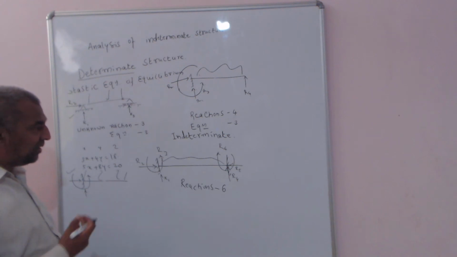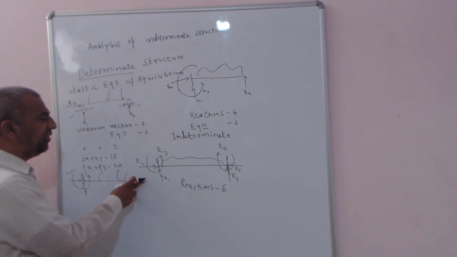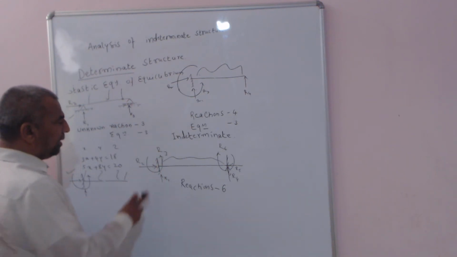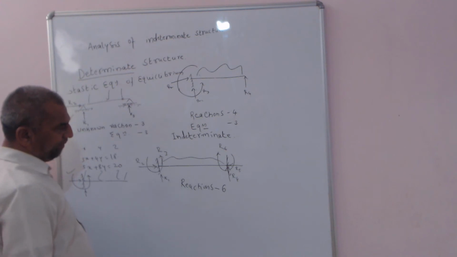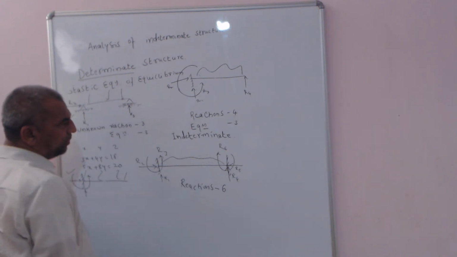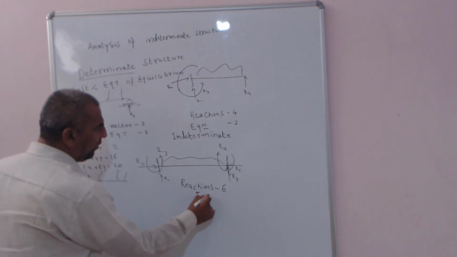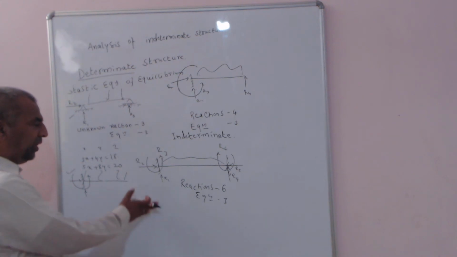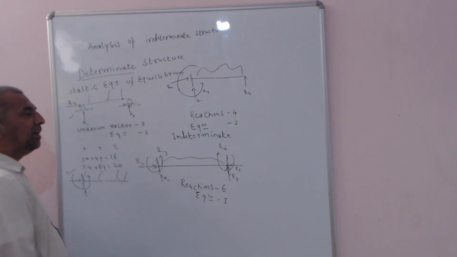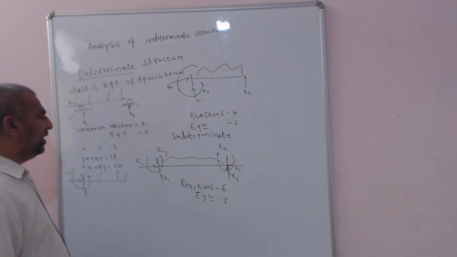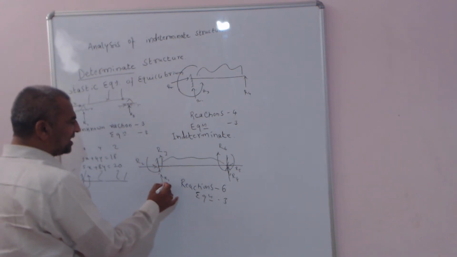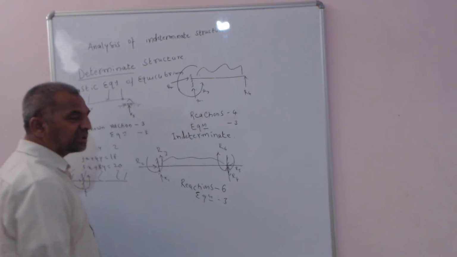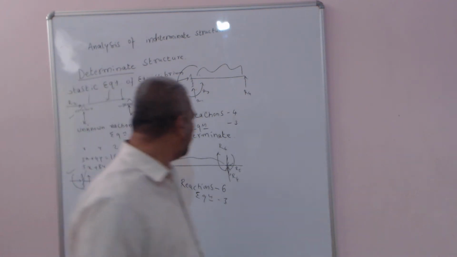How many equations are there to solve these reactions? What type of structure is it? Whether it is a concurrent force system or a non-concurrent force system. It is a non-concurrent force system. Therefore, for a non-concurrent force system, how many equations are there? Equations are only 3. Tell me, by using 3 equations, can you determine the 6 unknowns? No, it is not possible. That is why again this structure is an indeterminate structure. Now I go for one more example.